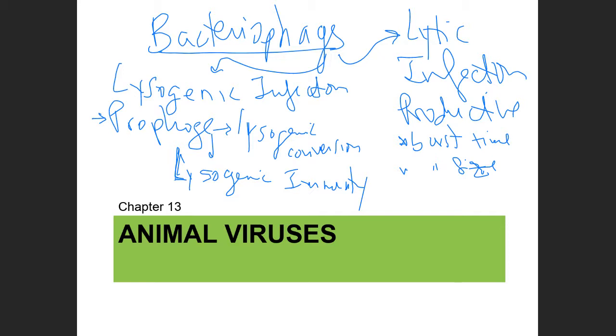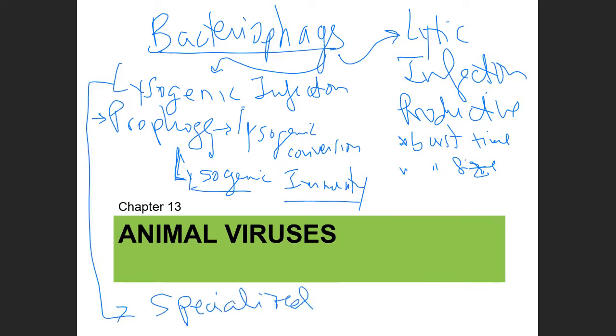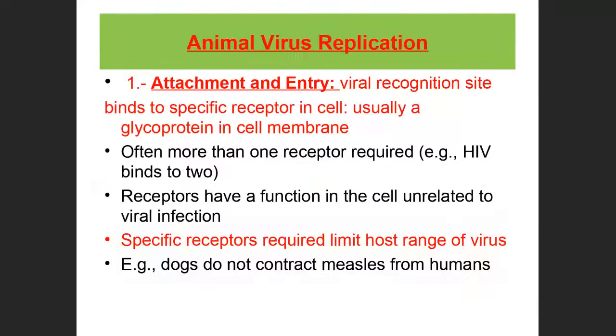Bacteriophages that can go through lysogeny were called temperate. So lysogenic immunity prevented further infections by the same virus. Also linked to lysogenic infections was specialized transduction. So keep all of this in mind as we go over animal viruses and how animal viruses infect their host.